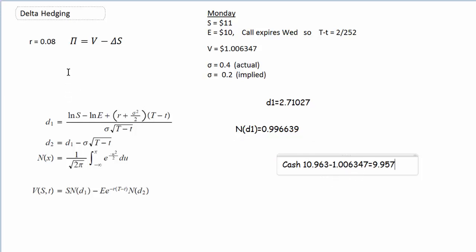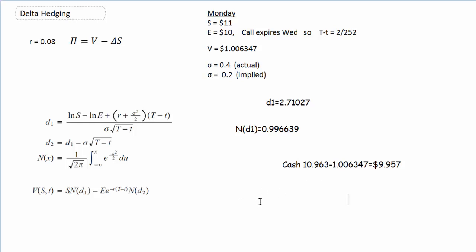So now I've got my portfolio. My portfolio consists of one of these options. If I sell in the market, I can get back that little more than $1. I've got a stock debt. I owe 0.9966 of a share, so that's a stock debt, and I've got $9.96-ish in cash. So those are the things that I have right now.